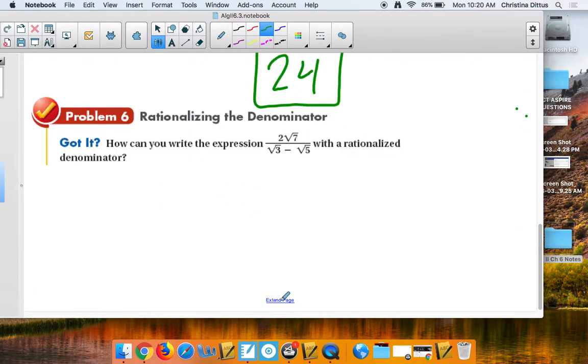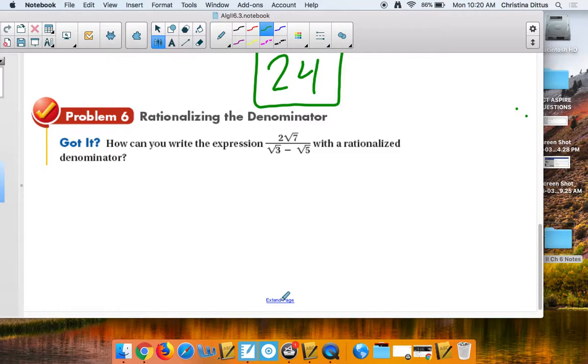Who remembers what we meant by rationalizing the denominator? Making the denominator what? A whole number? Yeah, we don't want to have square roots, okay? Rationalizing means getting rid of square roots. So here, I want to rationalize the denominator. What's the easiest way to get rid of square roots on the bottom?